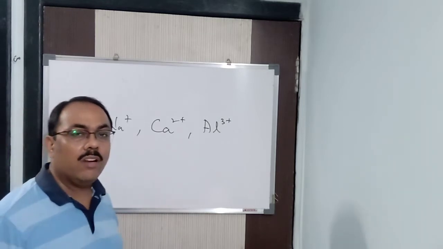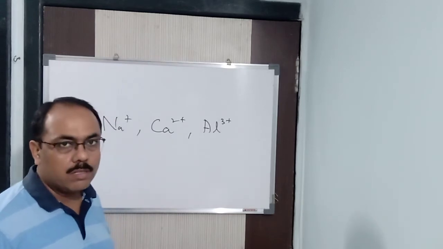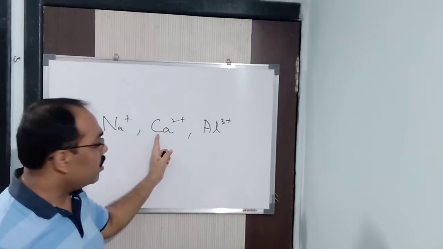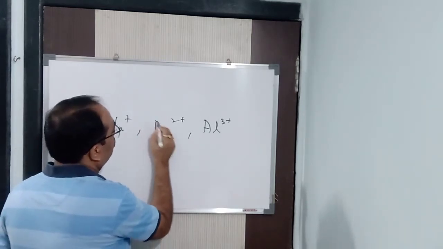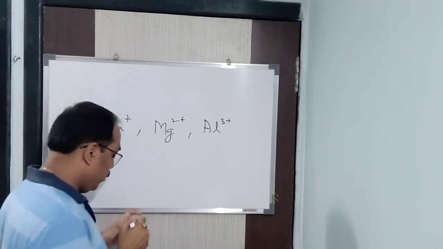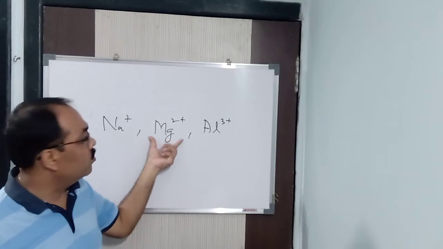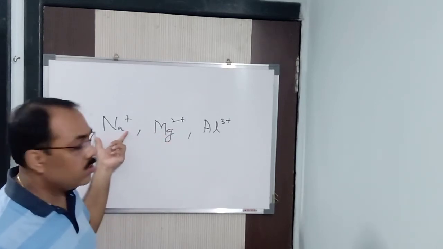If you calculate the Z by e, because these three are isoelectronic species. Al has 13 electrons, so after losing 3 it is 10. Mg2+ here, sorry, instead of Ca2+ it should be Mg2+. This also has 12 electrons, after losing 2 electrons it is 10. Then sodium atomic number is 11, after losing 1 electron it is 10.